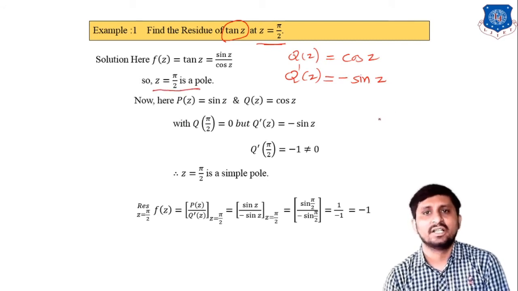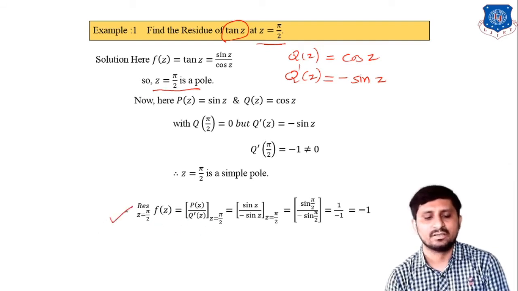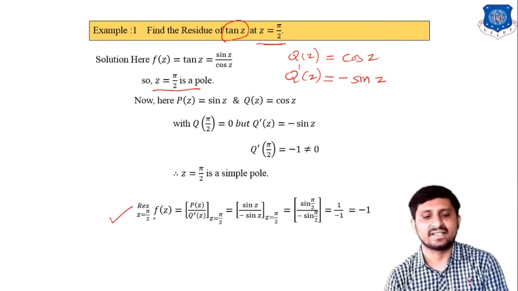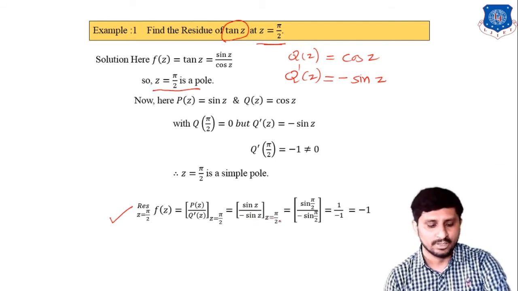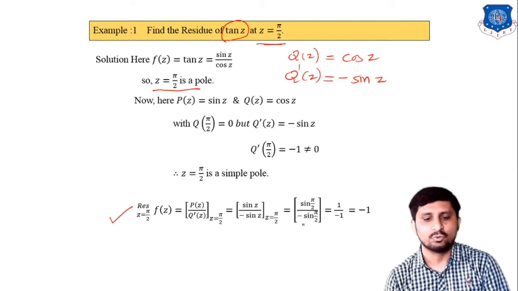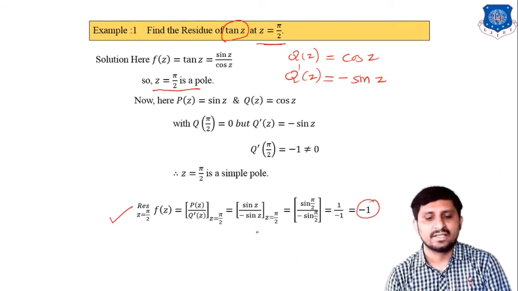Now you can apply any one of the formulas, but I think the second formula is quite easy to understand, so that's why I use it to find the residue. Residue of f of z at point z is equal to pi by 2 is nothing but p of z upon q dash z at z is equal to pi by 2. So sin z upon minus sin z, where minus sin z is the differentiation of q of z, at z is equal to pi by 2. That's why sin pi by 2 upon minus sin pi by 2 is equal to 1 upon minus 1. So the final answer is minus 1. Clear?